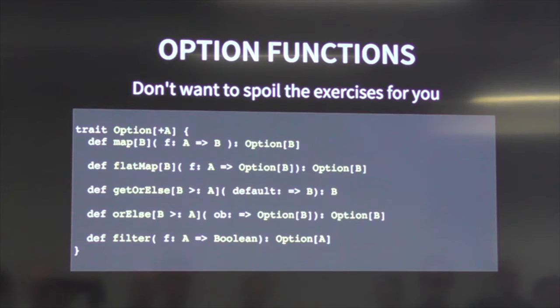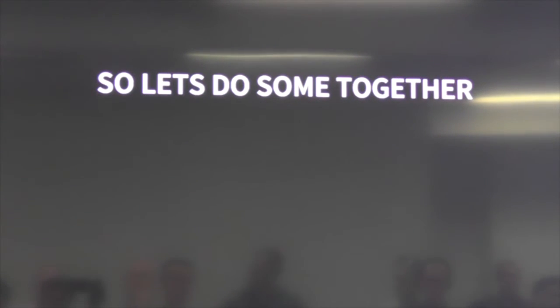Option is similar or analogous to a list. If you think of a list of one element, it either can be empty, which is None, or you'll have one element, which is your Some value. So we'll just do a couple of those option functions. Let's see where we're going.